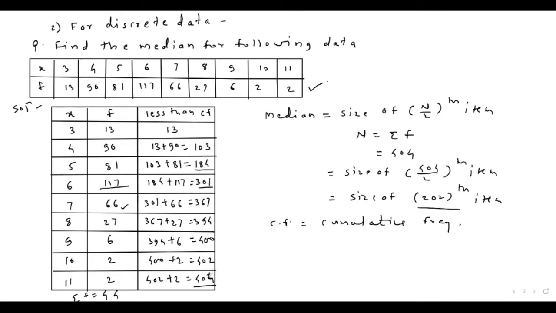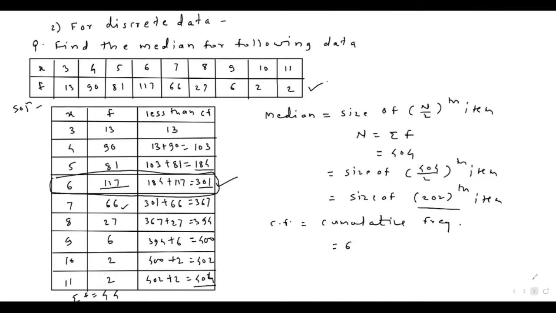Okay. So from this we now find the value which is equal to 202 or just greater than 202 in the less than cumulative frequency column. The value which is just greater than or equal to 202 is 301. The corresponding item of this less than cumulative frequency is 6, that is this row. So the item corresponding to 202 or just greater cumulative frequency is 6, and hence the median for this data set is 6.